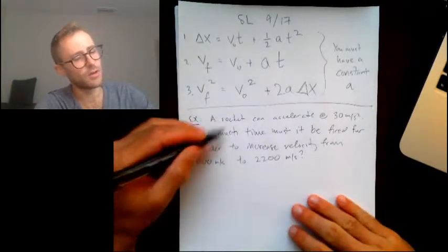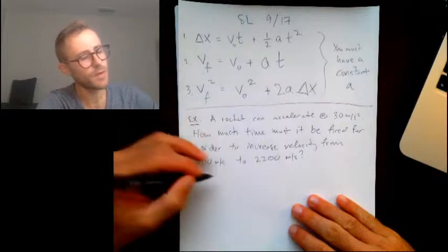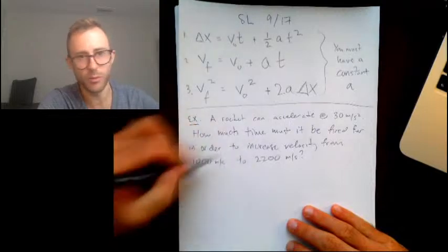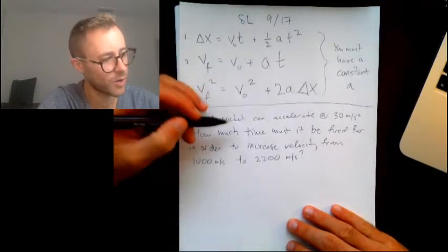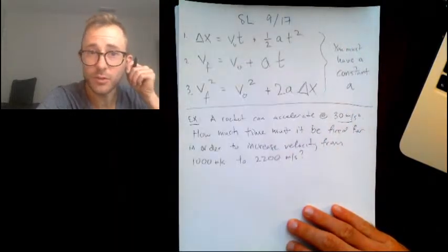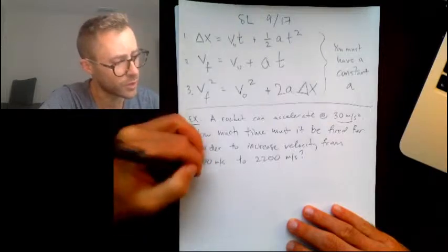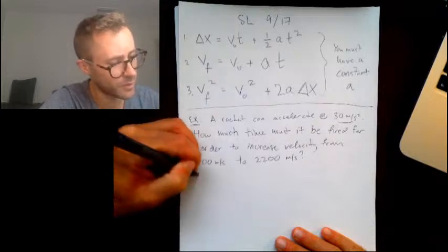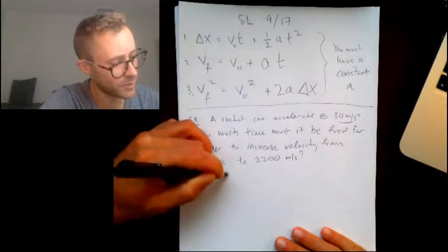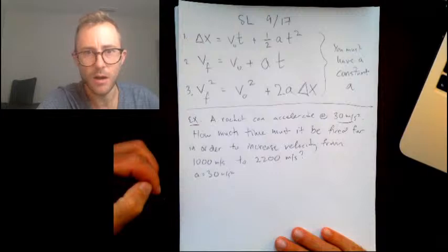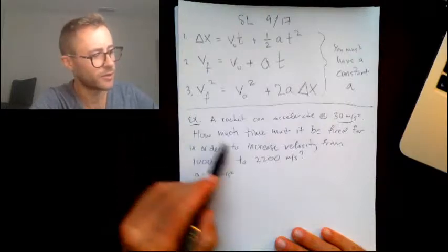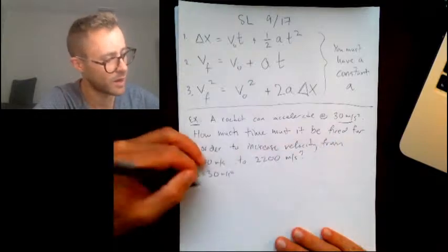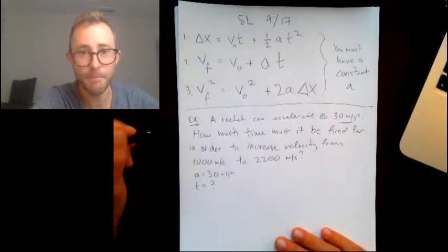Okay, so I find it's helpful to just do a little list of what are the knowns and what is the unknown. The rocket can accelerate at 30 meters per second squared. So that means that the acceleration is 30 meters per second squared. So that's a. And it says how much time must it be fired for. So that's saying that time is the unknown.